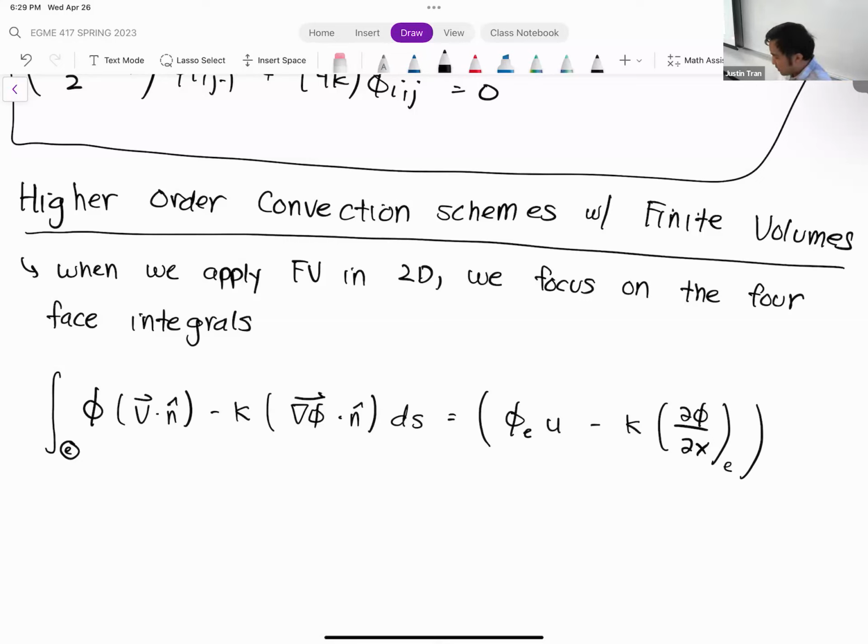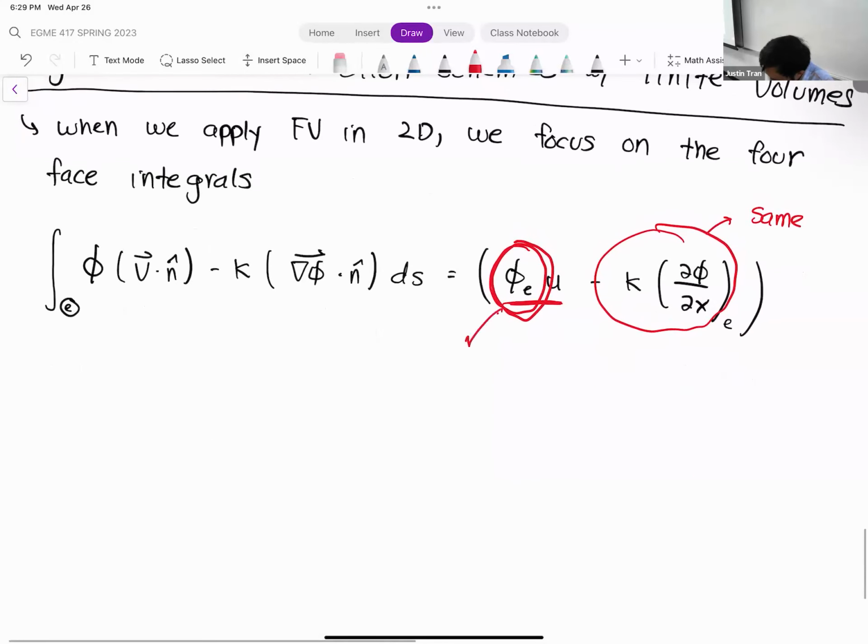All right, so just like we did with finite differences, we're not going to focus on the diffusion term. So this term here is our diffusion term because it has k. So this is going to be the same, so we're not going to go over that just because it's the same. We're going to focus primarily on this term right here, which is our convection. In particular, I'm going to focus on this phi sub e. Remember, this phi sub e represents the value of phi, or value of our solution, at the east face of our cell.